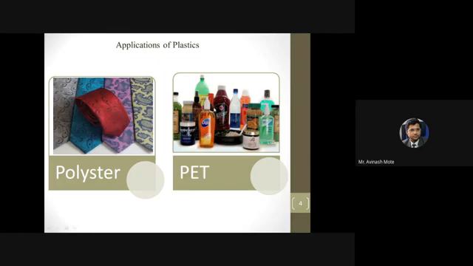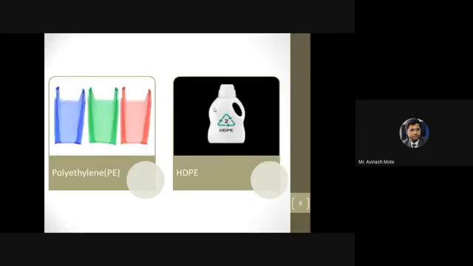Okay, so the first example is polyester for textiles, and the second is polyethylene terephthalate, that is PET bottles. The name itself is PET bottles. Second, a very famous example, polyethylene. We generally have only two words, carry bag or polythene bag. Okay, generally we call it a polythene or carry bag.